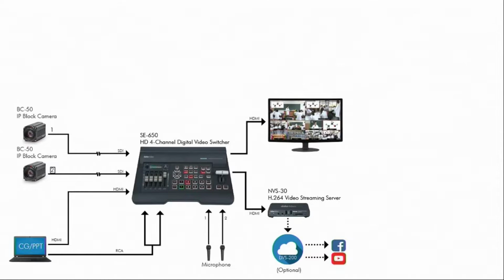On the left you have some block cameras that we're showing here, but they could be robotic cameras, they could be cameras that are operated by someone. You have a CG or a PowerPoint computer that might add your graphics, or might add some other things that we'll show you a little bit later. But basically we're using our SC650 as just an example because it's a simple to use 4-input switcher.